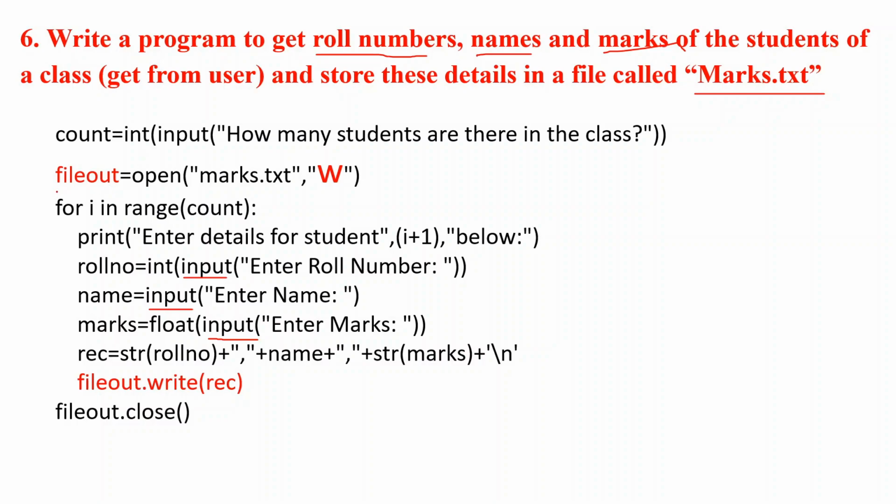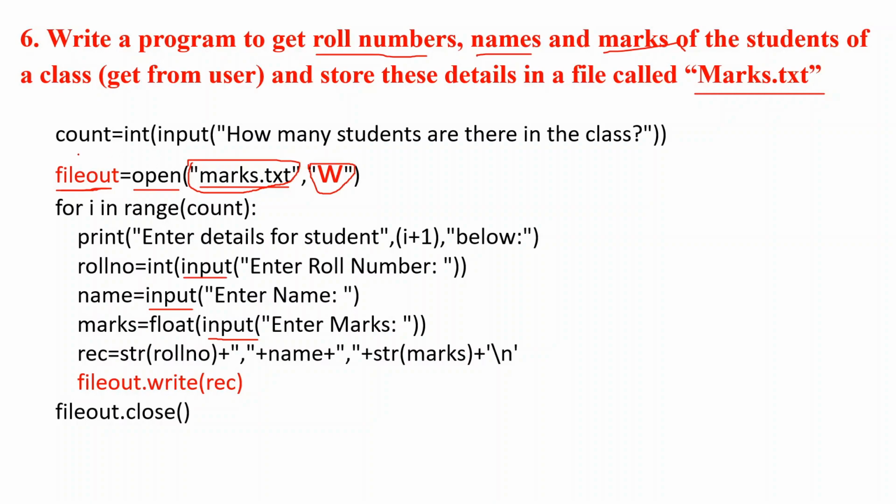First of all, we need to create an object related to the text file. Here we are going to create an object named fileout equal to open. We are going to use the open method. And what is the name of the text file? Marks.txt. What is the file mode here? W means write. We know na there are different types of file modes. W means write, R means read, B means binary. Likewise many file modes are there na. Now we are going to open this file marks.txt to write data into it.